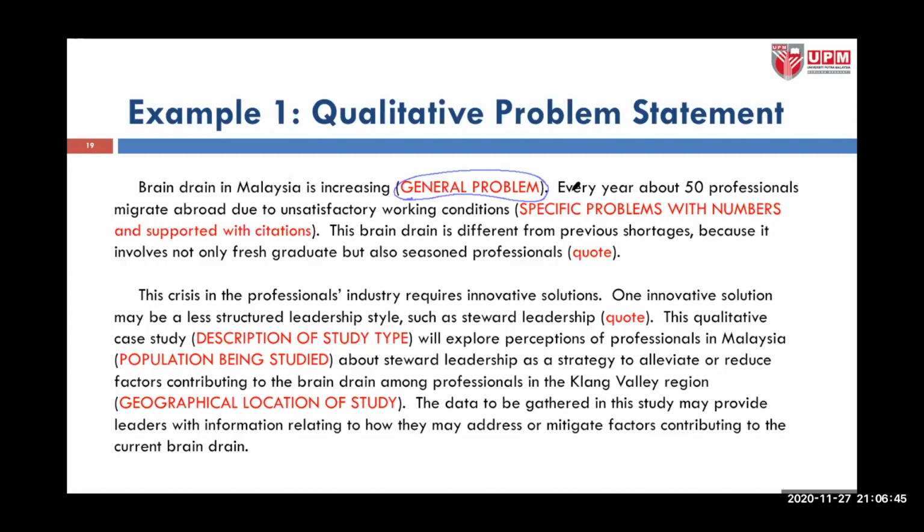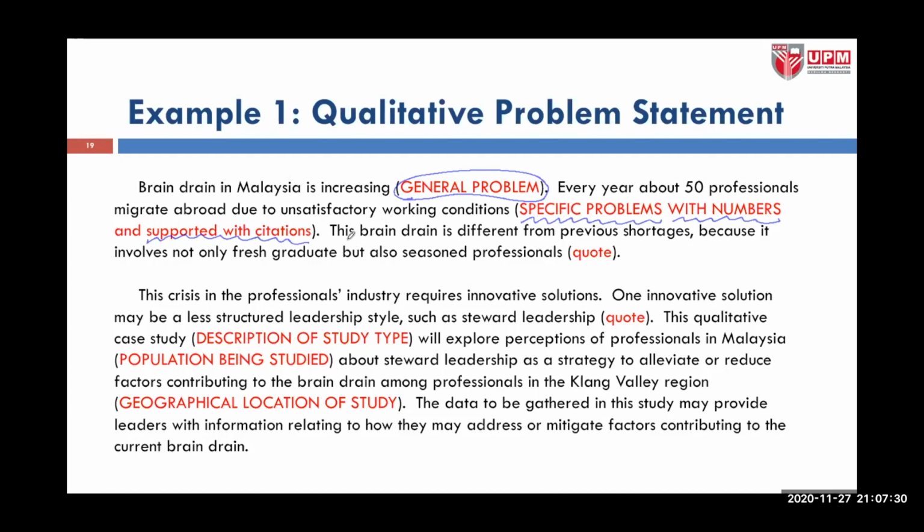Okay, and then furthermore, every year about 50 professionals migrate abroad due to unsatisfactory working conditions. So by having the second statement, you are already having a specific problem, right? With what? With numbers and supported with citation, right? Every year, 50 professionals migrate. Okay, maybe you can also put up from the national survey. Every year, about 50 professionals migrate abroad. So that's an issue.